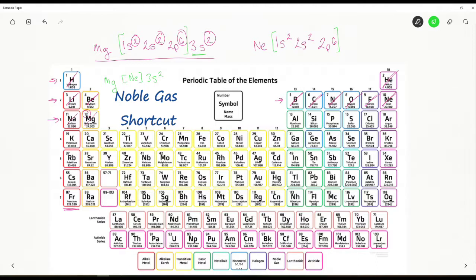So, to use the noble gas shortcut, of course, you must use a noble gas. Here are your noble gases on the far right-hand side of the periodic table. You must use one of those. You cannot pick and choose which element you want to use. You must use a noble gas. It must be a noble gas that has fewer electrons than the element that you are giving the electron configuration for. So I'm going to clear the periodic table off again, and we're going to do an example of this.